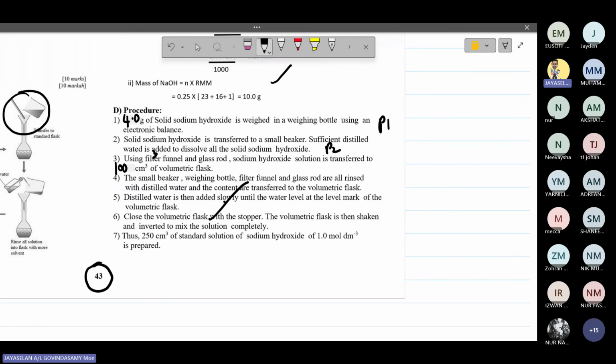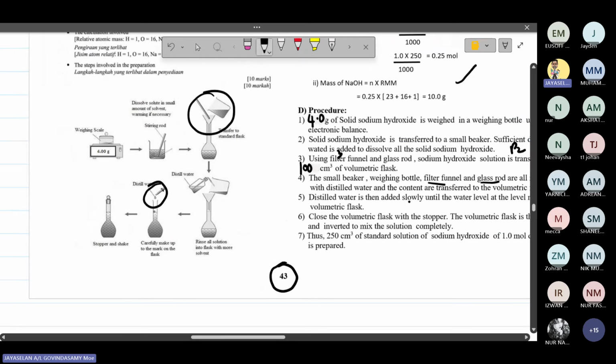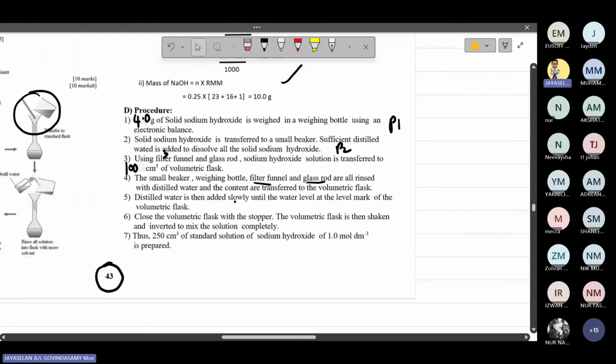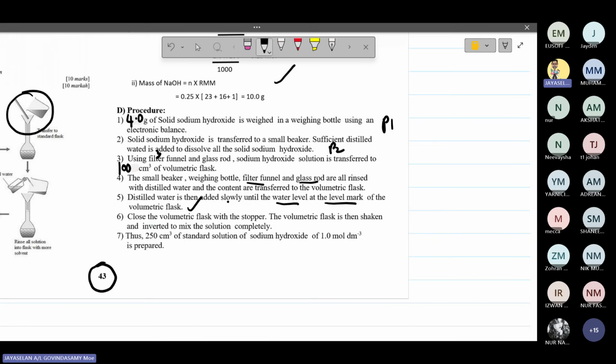After pouring, you have to rinse the small beaker, weighing bottle, filter funnel and glass rod, all rinsed with distilled water. And the contents are transferred back into the volumetric flask to make sure all the solid sodium hydroxide is transferred into the volumetric flask. Okay? Then you add distilled water slowly until there is a line here. Add distilled water slowly until the water level reaches the mark of the volumetric flask.